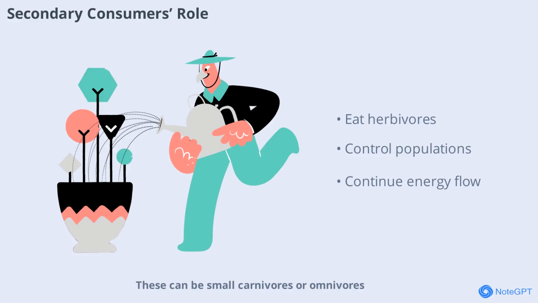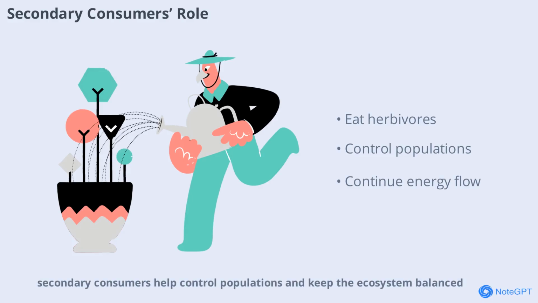Secondary consumers are animals that eat primary consumers. These can be small carnivores or omnivores, such as birds that eat insects or foxes that hunt rabbits. By feeding on herbivores, secondary consumers help control populations and keep the ecosystem balanced. They also continue the flow of energy up the food chain, ensuring that each level supports the next.